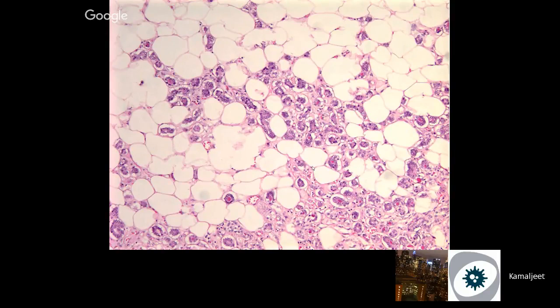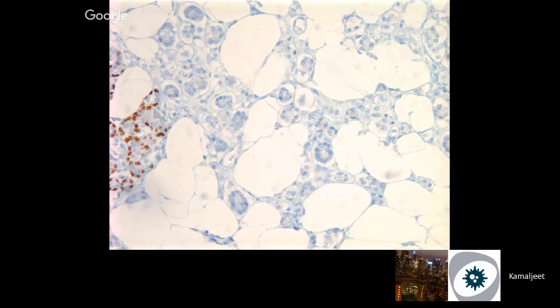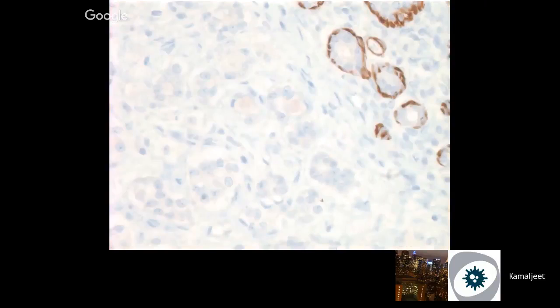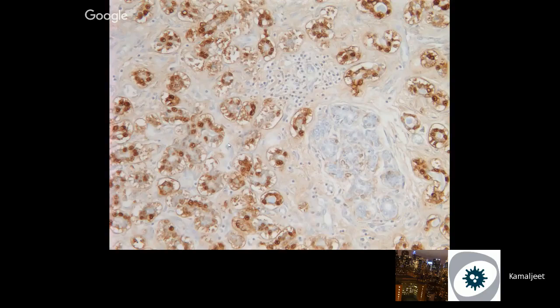So the reaction would be to exclude an invasive carcinoma. Myoepithelial cells will be absent. Smooth muscle myosin will be absent. What you want to do is S100, and this will be S100 positive. And if you are really worried about invasive carcinoma, then you can do ER. Low-grade carcinoma will be strongly ER positive diffusely, so that would exclude the low-grade carcinoma.